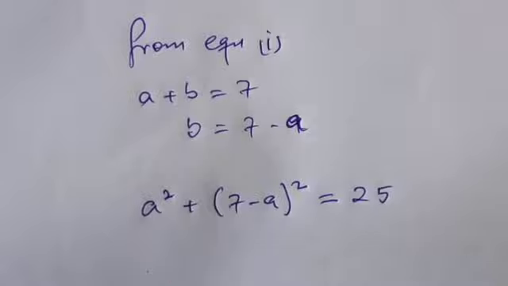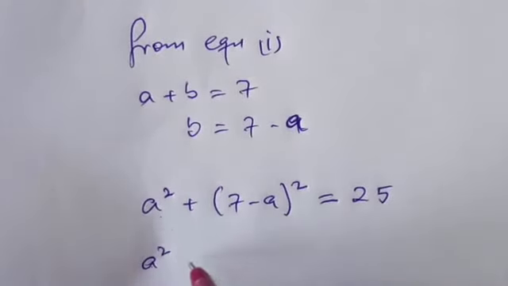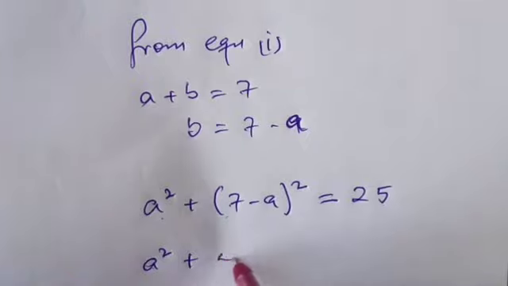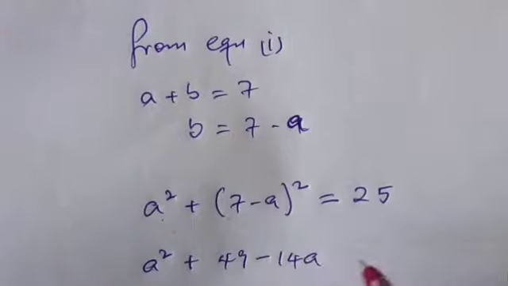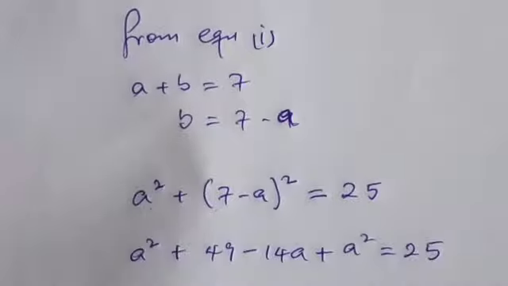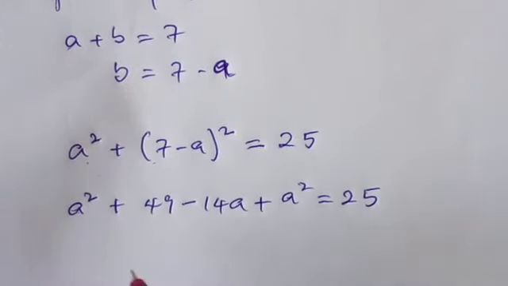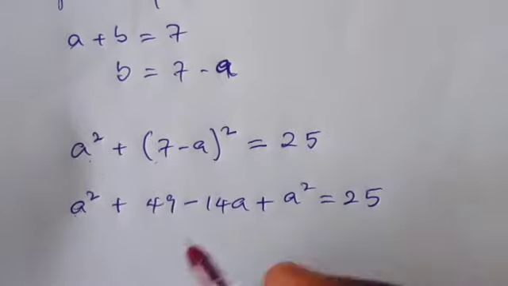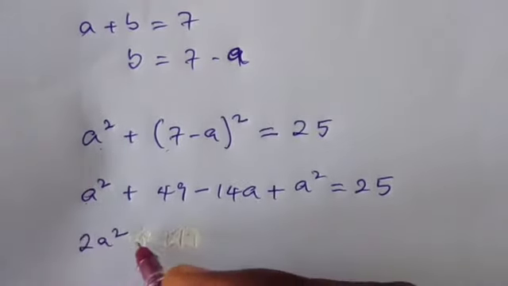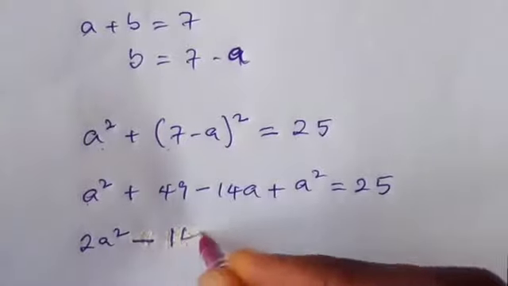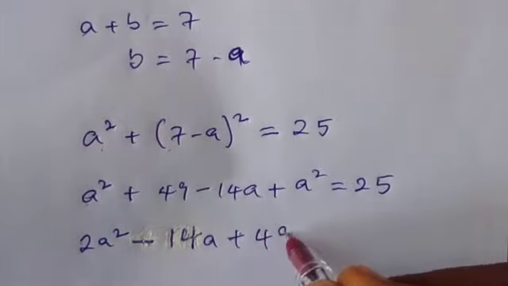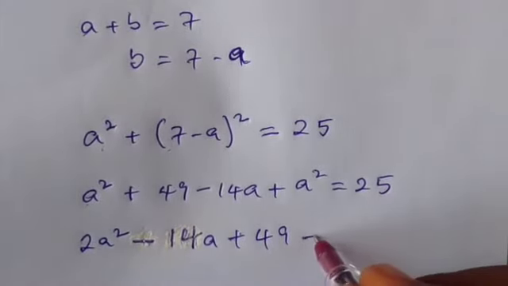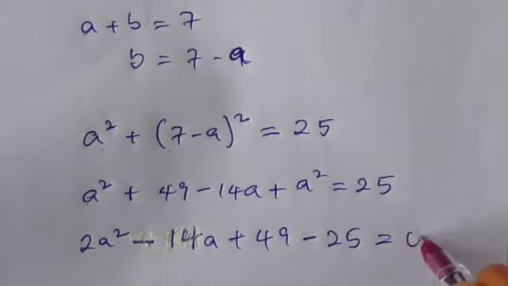When we open this bracket, we will have a square for this one plus, for this bracket, 49 minus 14a plus a square equals 25. Now we have a square plus a square, that is 2a square minus 14a plus 49. Let's collect this to the left hand side, that is minus 25 equals 0.